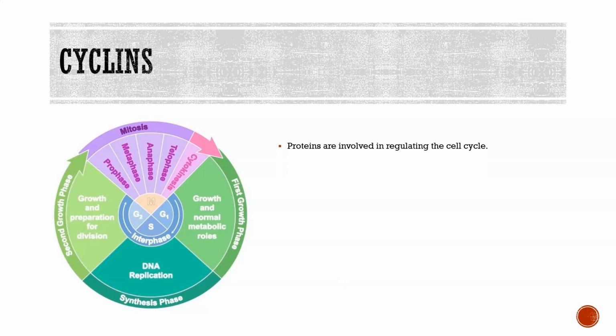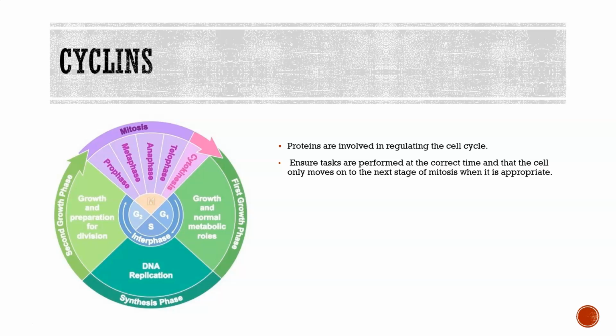Just a quick look at cyclins. Now you understand what proteins are. These are proteins involved in regulating the cell cycle. They ensure tasks are performed at the correct time and that the cell only moves to the next stage of mitosis when it is appropriate to do so.